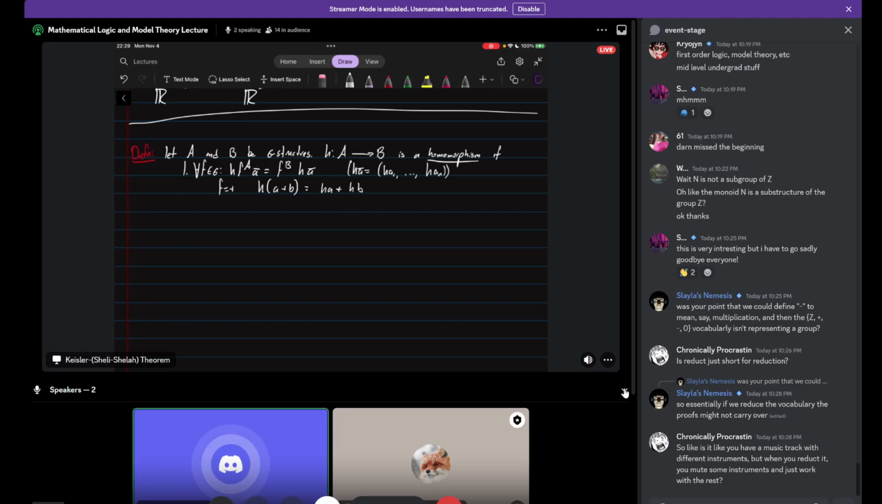So that takes care of functions. Constants are pretty easy, right? H of C of A is equal to C of B. So it maps one constant to the other. And for relations is where it gets a little weird. R of A implies R B of H of A. So these are the three axioms, I guess you could say, or three rules that a homomorphism must follow. It preserves constants, it preserves functions, and to an extent it preserves relations.